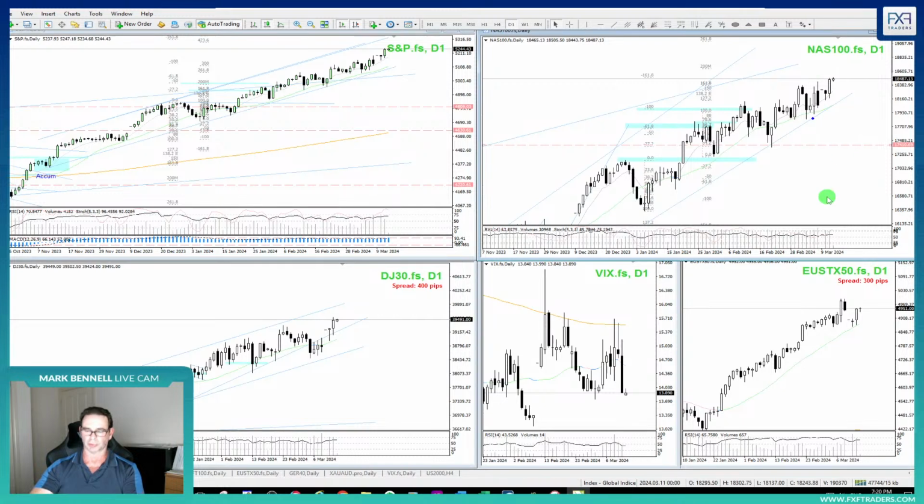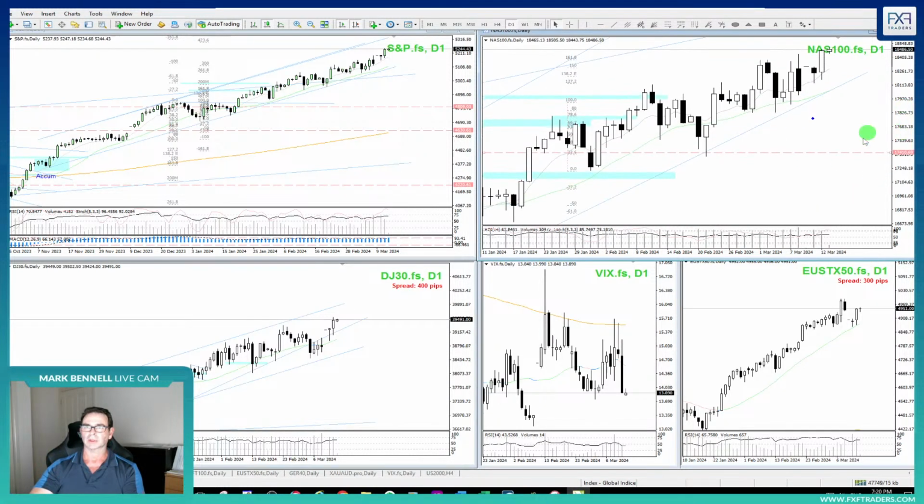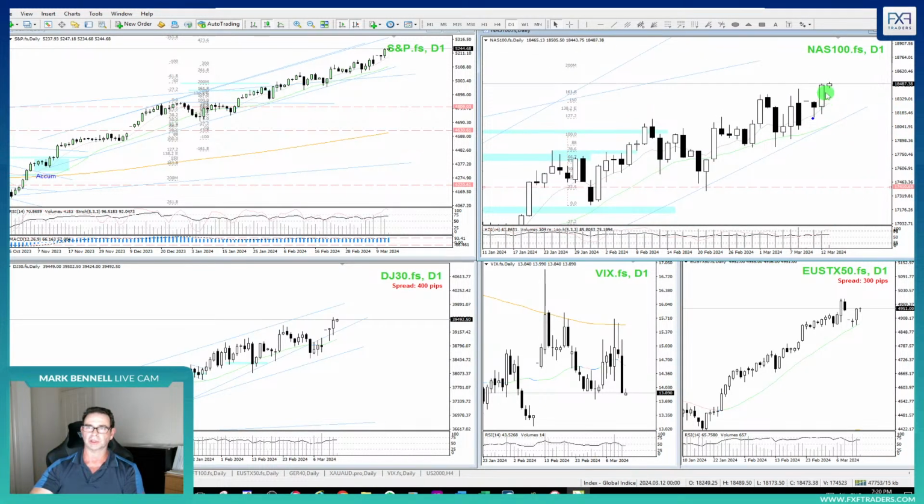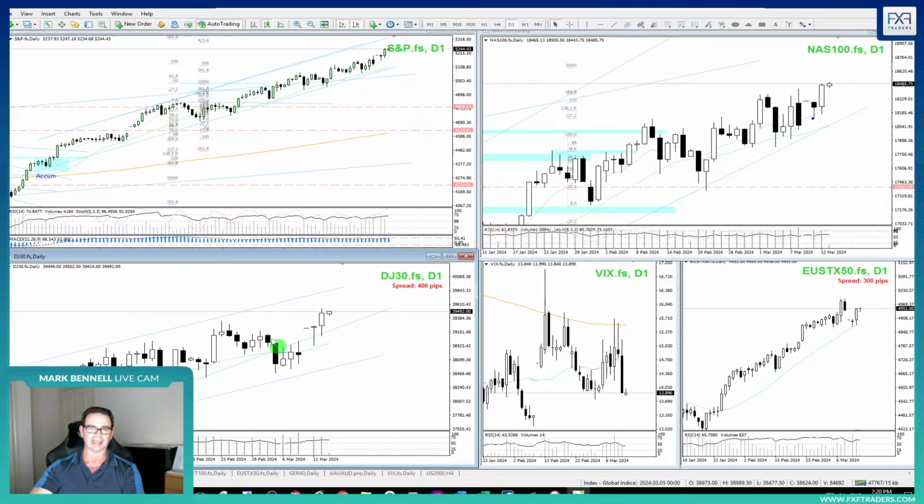Nasdaq the same, looks beautiful. Same thing, bullish engulfing. We could get a stall bar, but otherwise we've got to be bullish. Dow Jones was lagging. Nice big ABC through here, but look, nice push. You can see the wicks, the buyers have definitely stepped in. So this is good. The VIX dropped down beautifully.